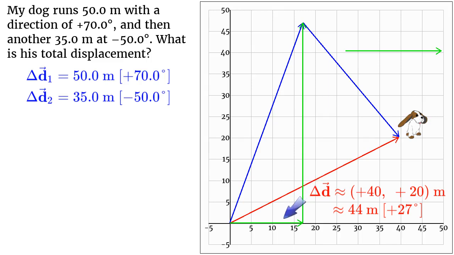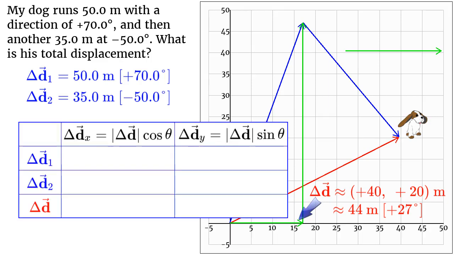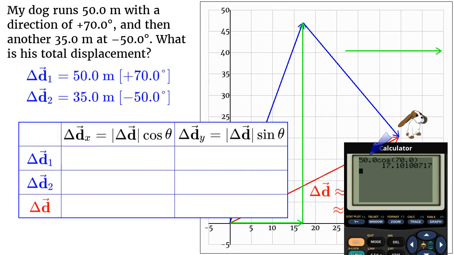So let's calculate this 17 meters that we estimated from the diagram. Let's now calculate it using the trigonometry formulas and see if we can get a more accurate answer. I've made a table here so that we can record our results for our x calculations and for our y calculations separately. So let's start with our 50 meter vector with a 70 degree direction. When we calculate the x component, we use the cosine formula. So on my calculator, I'm going to type 50 meters and I'm going to multiply by the cosine of 70 degrees.